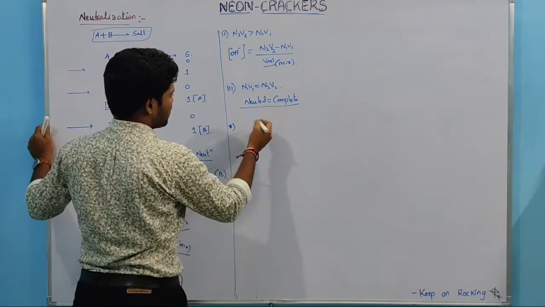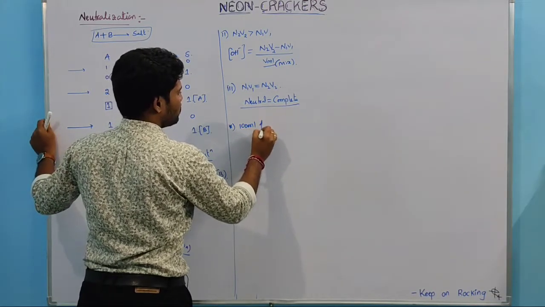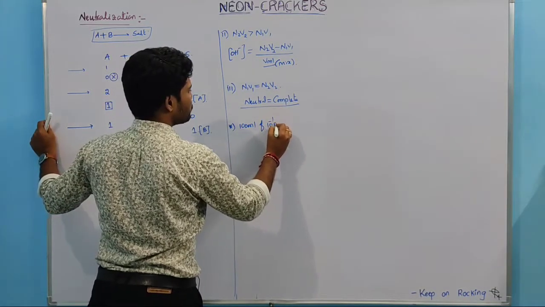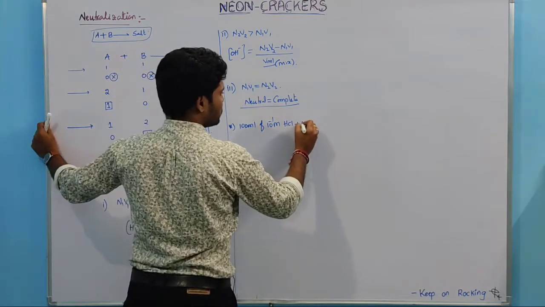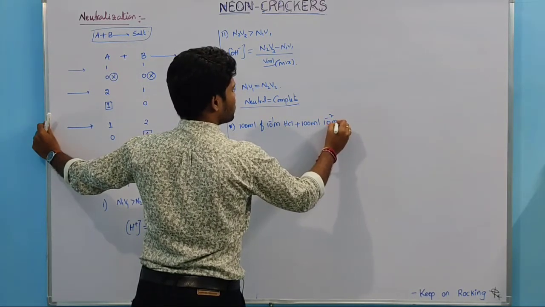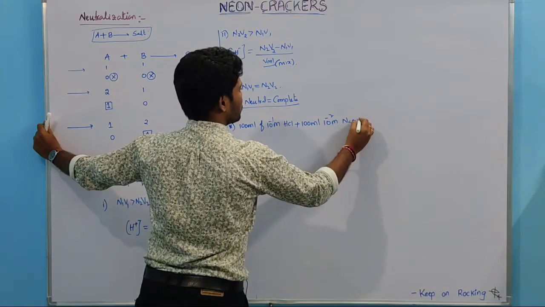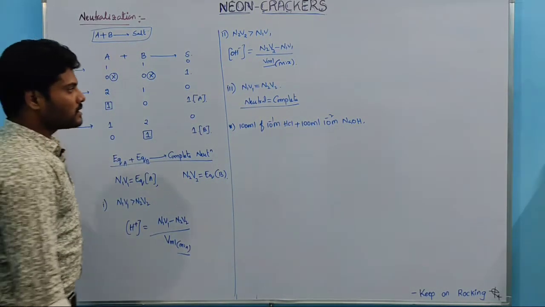Let's see one reaction or one example. 100 ml of 10 to the power of minus 1 molar HCl is neutralized with 100 ml of 10 to the power of minus 2 molar NaOH. So what is the nature of the mixture?